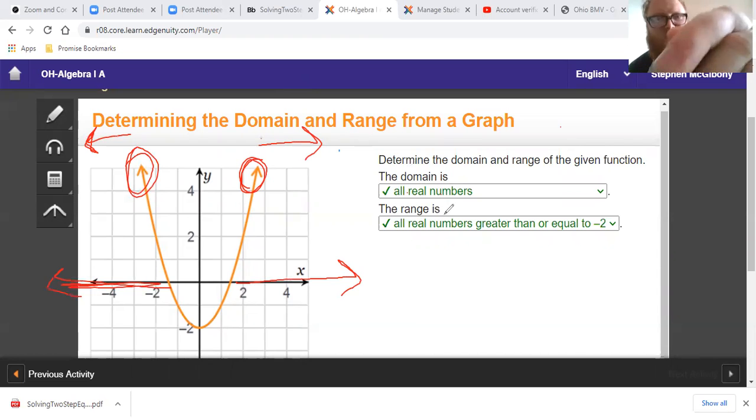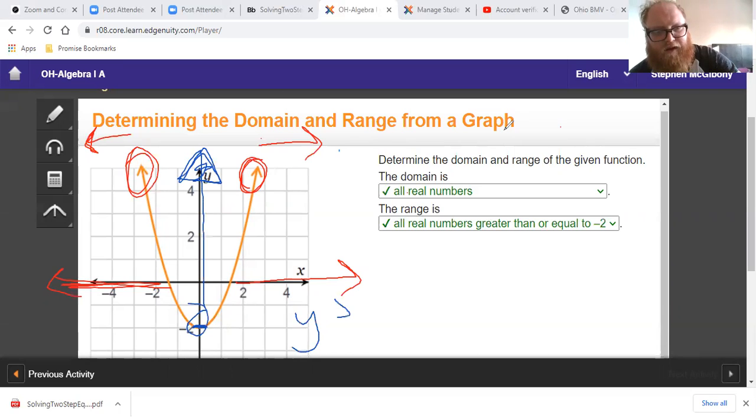Now the range stops at -2, and all the y values are above that point. So y has to be any number greater than or equal to -2.